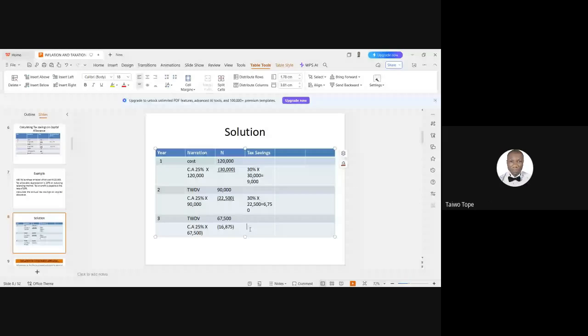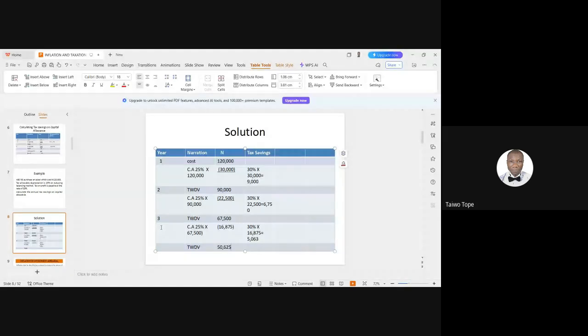5,063. 30% of what? 16,875. This will give us what? 5,063 approximately. Now, the difference between 67,500 and 16,875 will give us what? Tax written down value. 50,625.